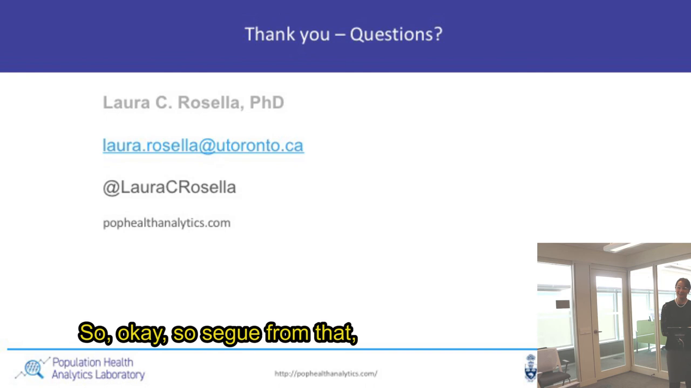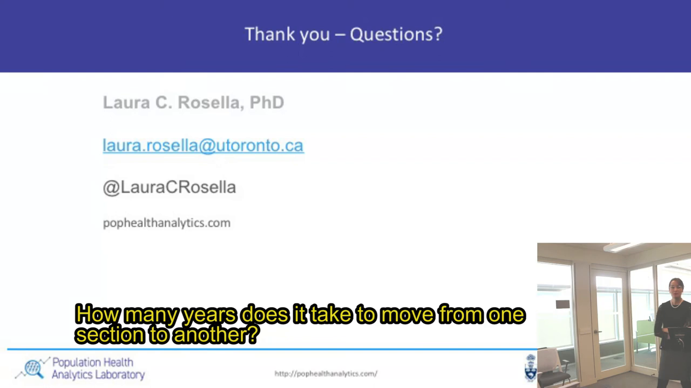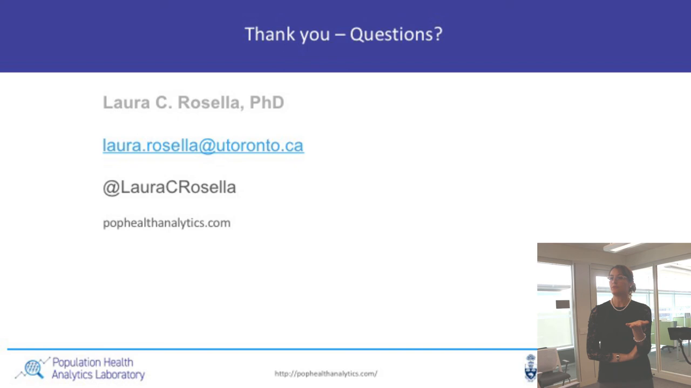So to segue from that, you had shown us data to show the comparison between new immigrants and long-term residents. How many years does it take to move from one section to another? The reason why we say long-term residents is because we only have the CIC data from 1985. So anyone that's landed before 1985 or born in Canada is considered a long-term resident. There may have been people that immigrated prior to 1985, like my parents, for example, they would be considered long-term residents because we don't know their immigration status. So we only know immigrants since 1985. I think we capture a very relevant group.